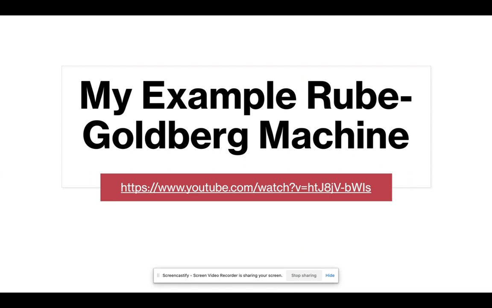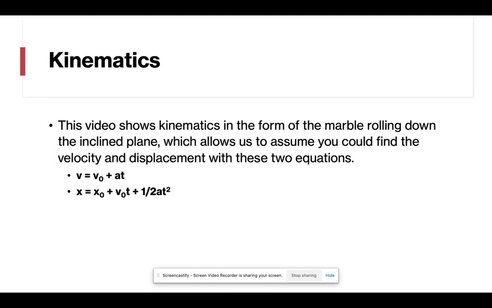My example Rube Goldberg machine can be found here at this YouTube link. It's a very simple machine with a few inclined planes, levers, and a pulley system. My example of kinematics in this video is in the form of a marble rolling down an inclined plane. This allows us to assume that we could find the velocity and displacement with the two equations shown below.